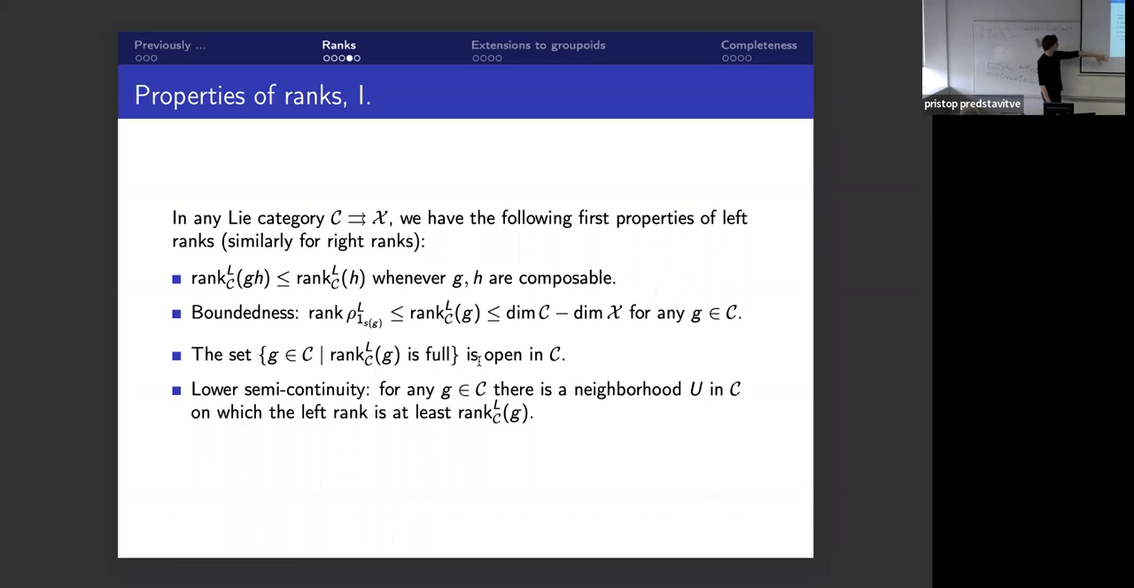The last among the first simple properties is lower semi-continuity, which basically says that for any morphism in our category, there is a neighborhood such that on this neighborhood, the left rank is at least that of the morphism that we started with. And this is proved using this map here. I don't want to go into too many details regarding this.